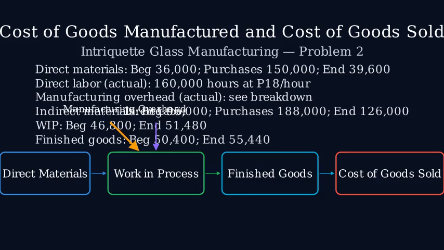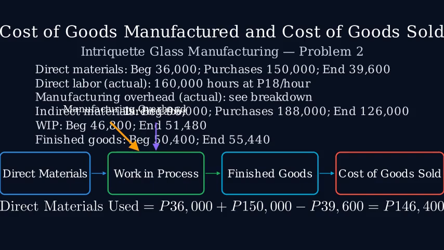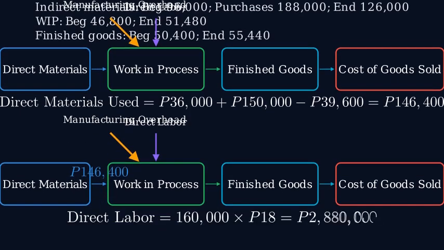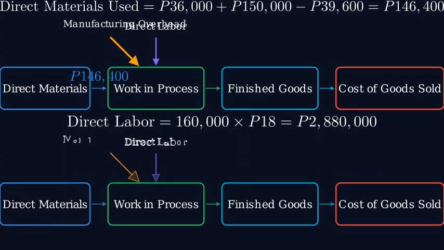First, direct materials used. Beginning direct materials plus purchases minus ending direct materials. That equals 146,400 pesos. We assign this amount to the arrow from direct materials into work in process. Next, direct labor. Actual direct labor is 160,000 hours at 18 pesos per hour, which equals 2,880,000 pesos. We feed this into work in process.